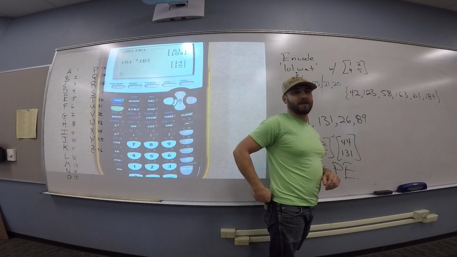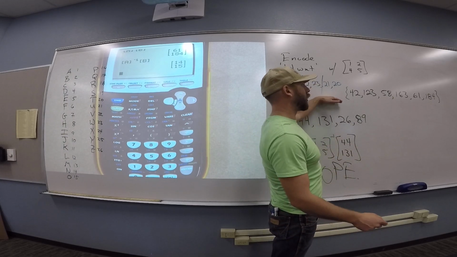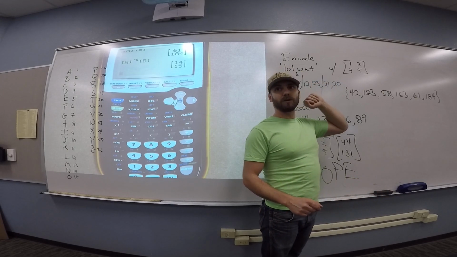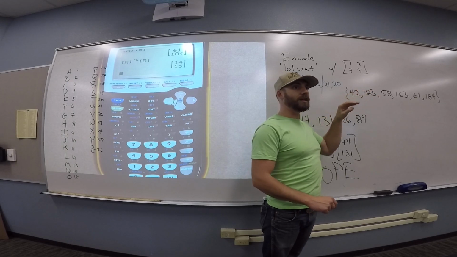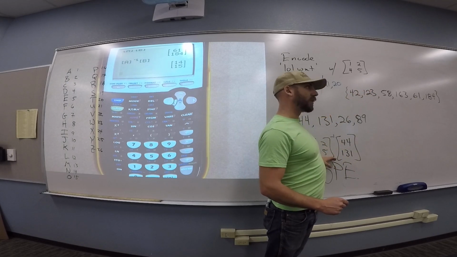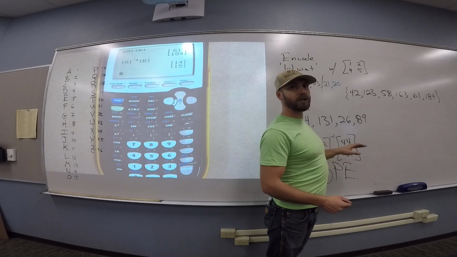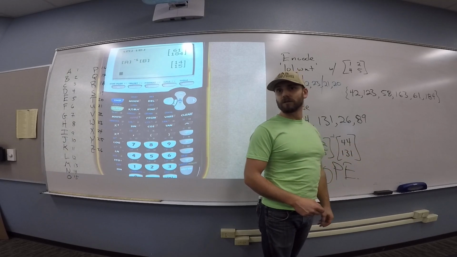Cool? So, encoding, you just do matrix multiplication. Make sure you get the thing you're encoding on the right-hand side. When you do decoding, you just calculate the inverse of your encoding matrix and then multiply by each of your encoded pairs. Cool?